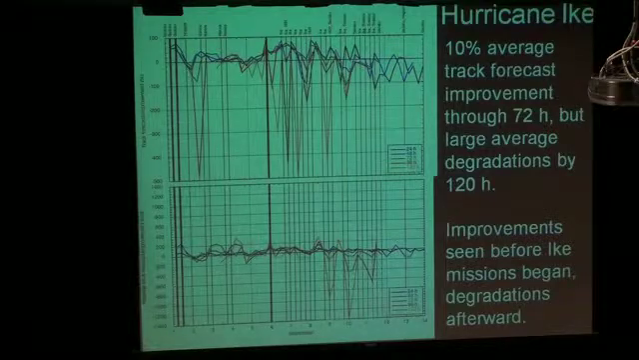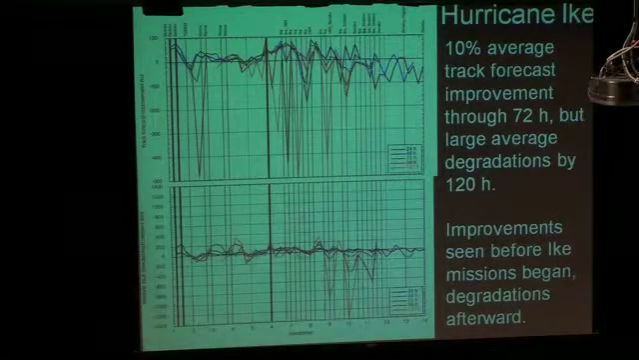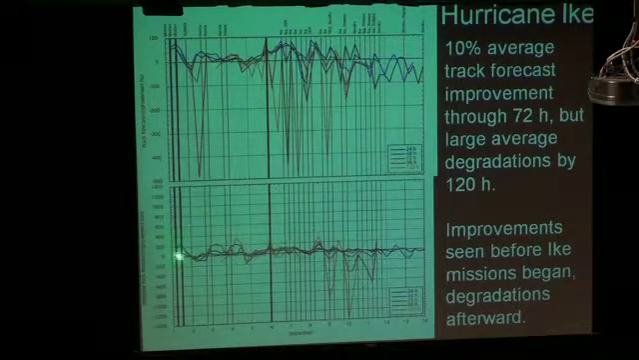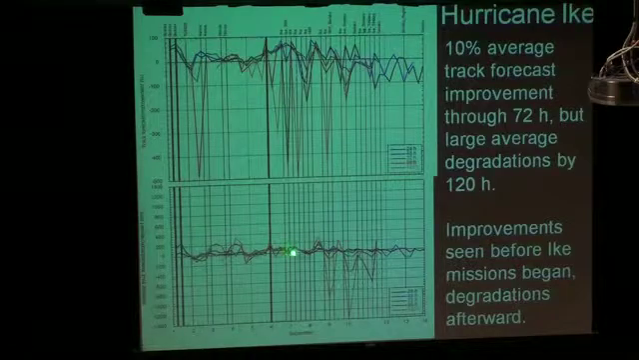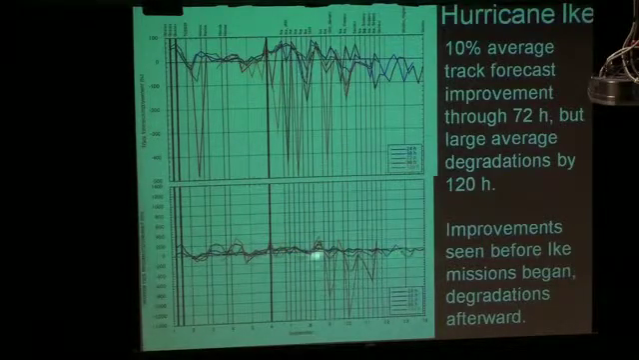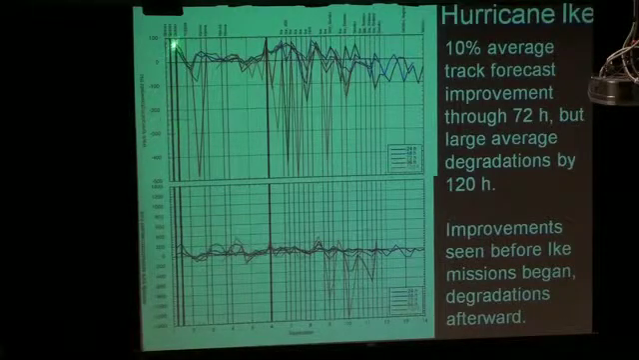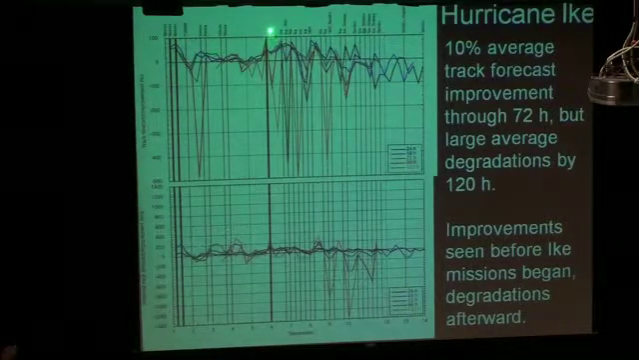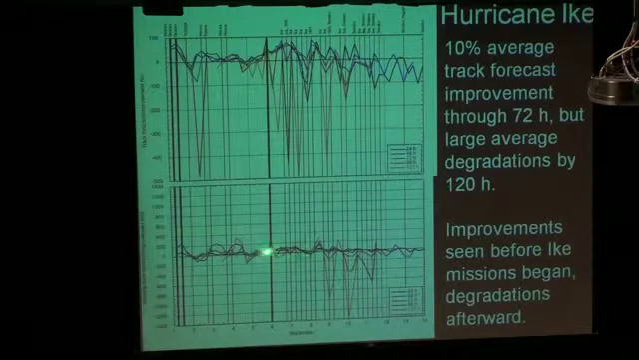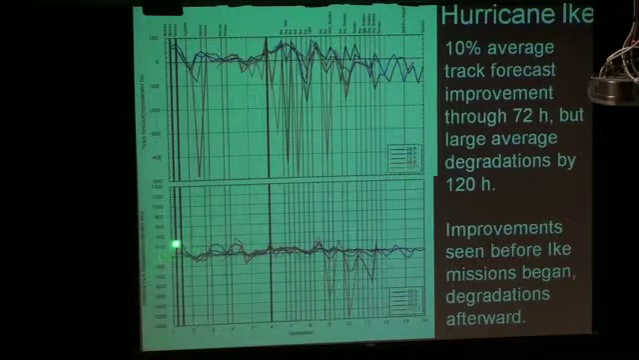For Hurricane Ike, this was another interesting case, where we had very large forecast improvements before we flew any Ike missions, and once the Ike missions started, we had some small improvements and then some degradation. So this is the opposite of what we would hope to see. I'm going to look at two cases here. This is when we sampled Hurricane Gustav, and this is when we had gone 2 days without any sampling globally at all. And we had an improvement here and an improvement here.